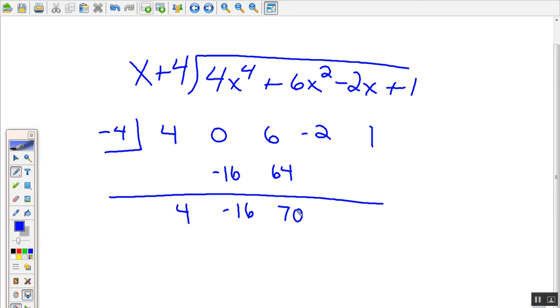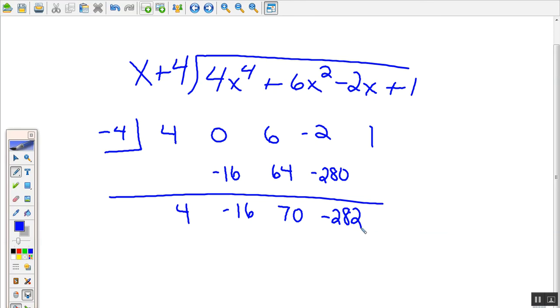70 times negative 4 is 280. Add that together. 280? What kind of 280? Negative. Okay. So this will be negative 282 when I add, right? Yes. Holy cow, this is getting out of control. Negative 282 times 4. Oh gosh. How did you get 64 and 280?